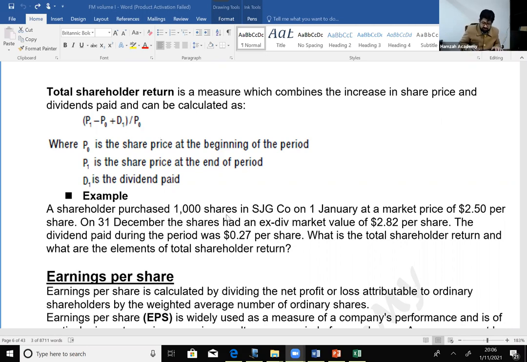A shareholder purchased 1,000 shares in FJG company on 1st January at a market price of $2.5 per share. On 31st December, they hold a share at a market price of this.